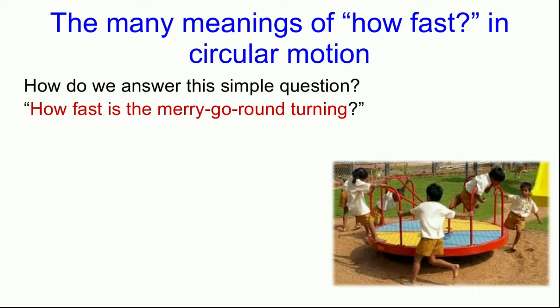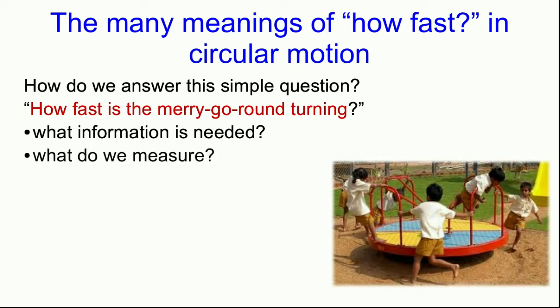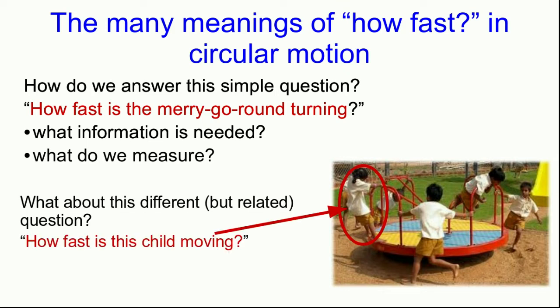Let's think about a merry-go-round turning with some children on it. And we can ask a very simple question. How fast is the merry-go-round turning? Well, even though that's a simple question, there are several different ways that we can ask it. So let's think about what information is needed and what we measure to answer it. And notice that this is actually a rotational motion if we're talking about the merry-go-round. But basically, the answers to those questions are going to be the same as the answers to the related question, which is how fast is this child riding the merry-go-round moving?